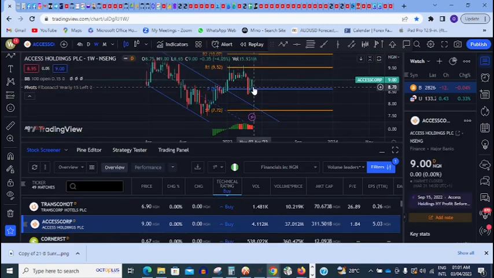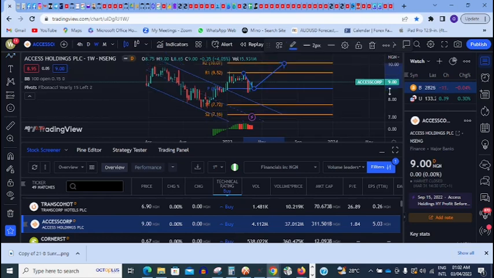Access. If you get Access at 8 naira 60 kobo, 8 naira 70 kobo, the first profit target will be this level of 9 naira 50 kobo. But if there is a break of that level, we expose 10 naira.